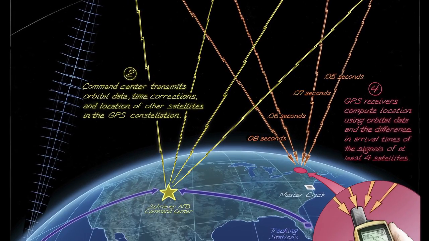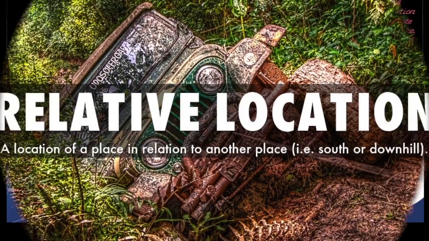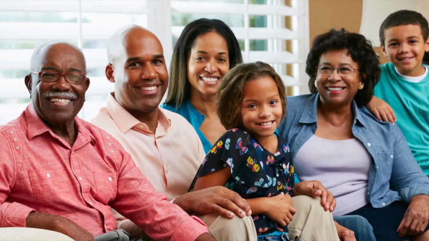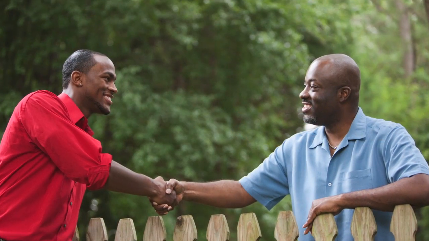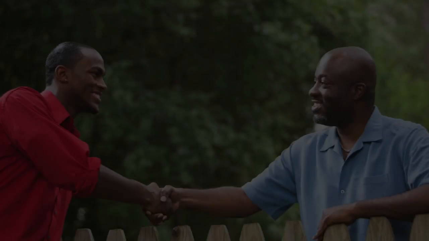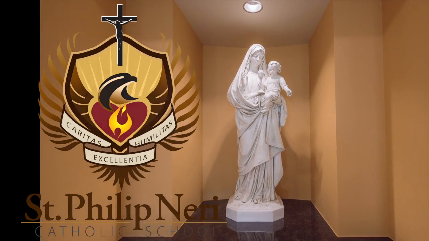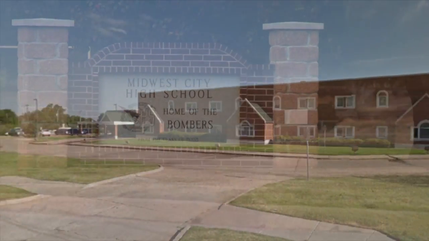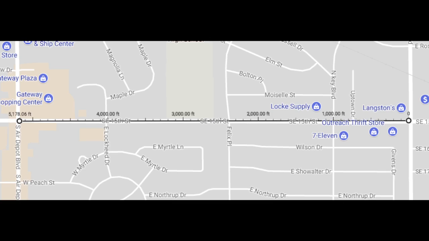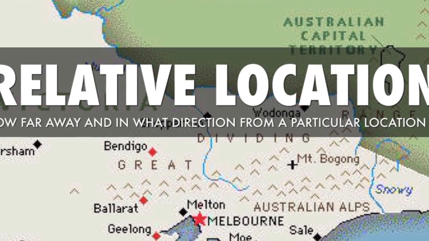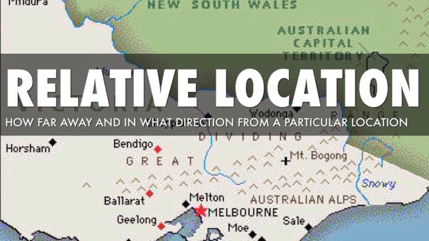The second type of location is relative location. I like to think of this as your relative, someone that's close to you but lives somewhere else. Think about what's close to your school. It's across the street from Midwest City High School. It's in between Midwest Boulevard and Air Depot. And it's off of Felix Place. These are all examples of relative location.